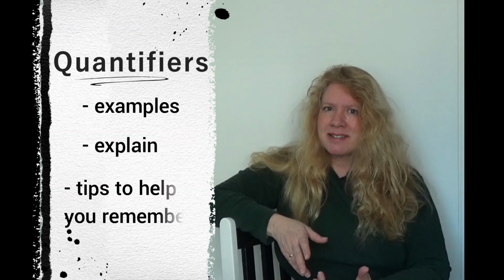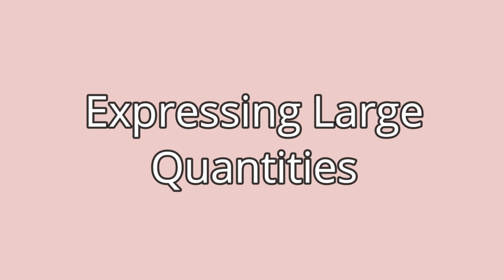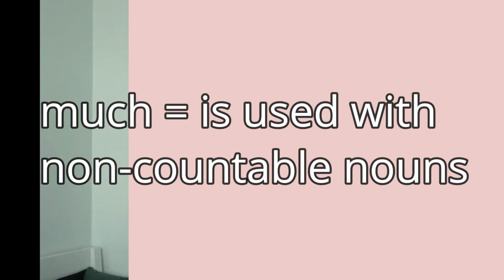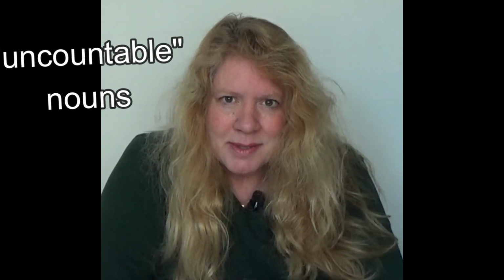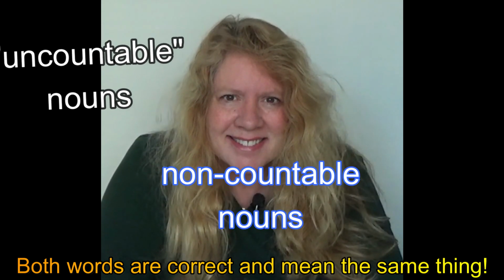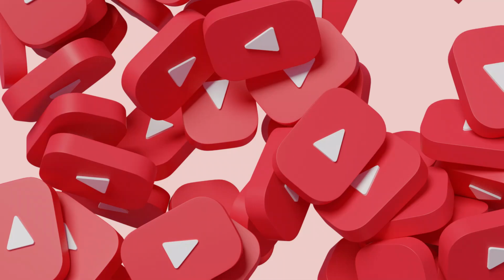There are several quantifiers in the English language, and they can be a little tricky. So I'm going to give you some examples, explain them, and help you remember them. First, let's look at how to express large quantities of something. Much is used with non-countable nouns. Some say uncountable nouns, but I'm going to say non-countable nouns. Many is used with countable nouns.